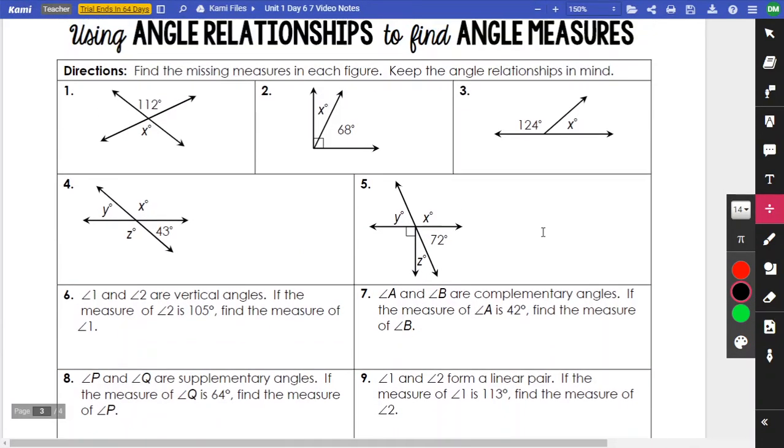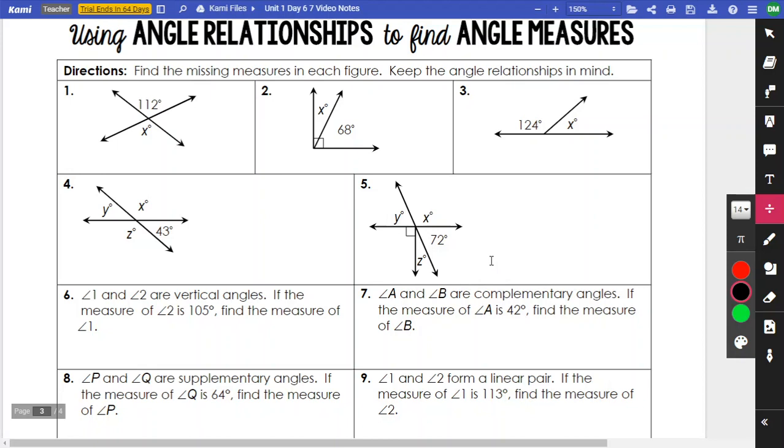All right, so we're going to use angle relationships here to find these angle measures. There's 20 on here. I'm not going to do all 20 in this video because that would take a long time and we don't necessarily want to spend that much time on this. But if there's any that you see that I didn't do, send me a message. I'll put these up here too on Classroom. But let's start at number 1.